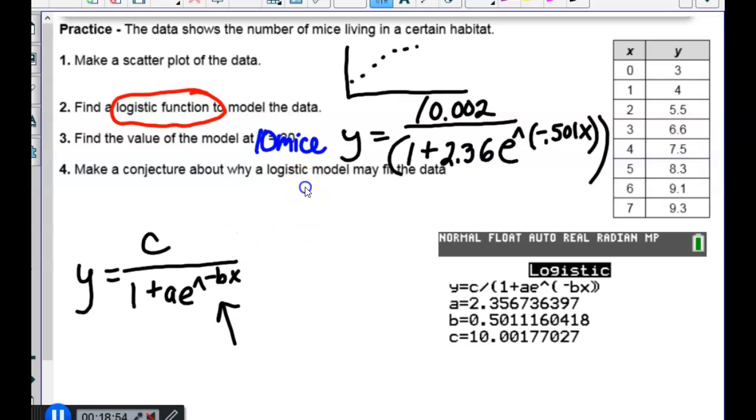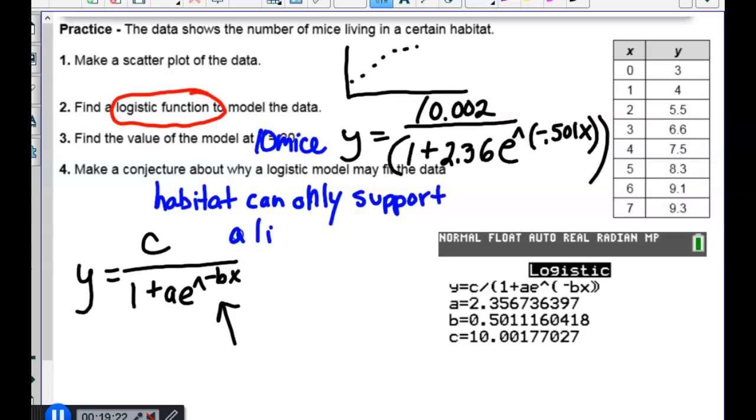Why do we think this might fit? Okay. Why does it work for this kind of data? Yeah, a habitat can usually only support so many, right? A limited number of whatever species it is. In this case, mice. Okay. Any questions?